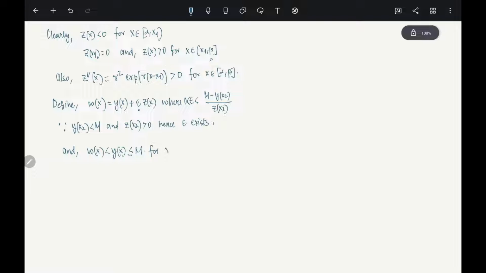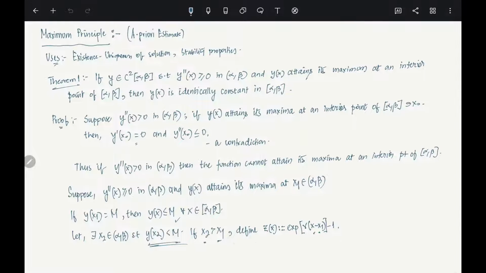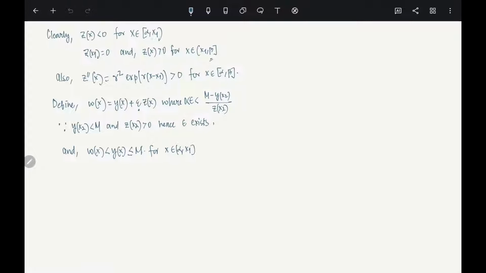For x in alpha x1 closed. See, between alpha x1, where is it? Here. Between alpha x1, z is negative. So basically, w will be dominated by y of x. Clear? And w of x2, we have just calculated it, right? W of x2 is strictly less than m.